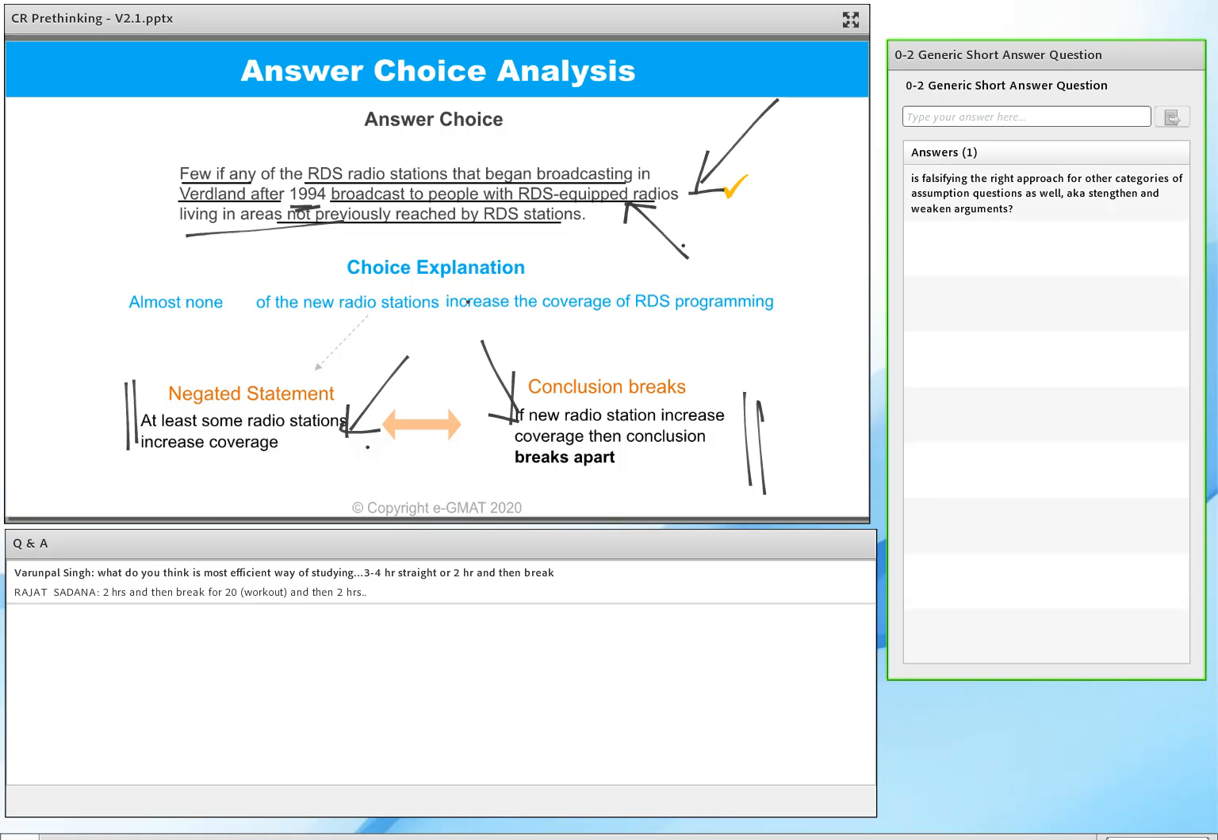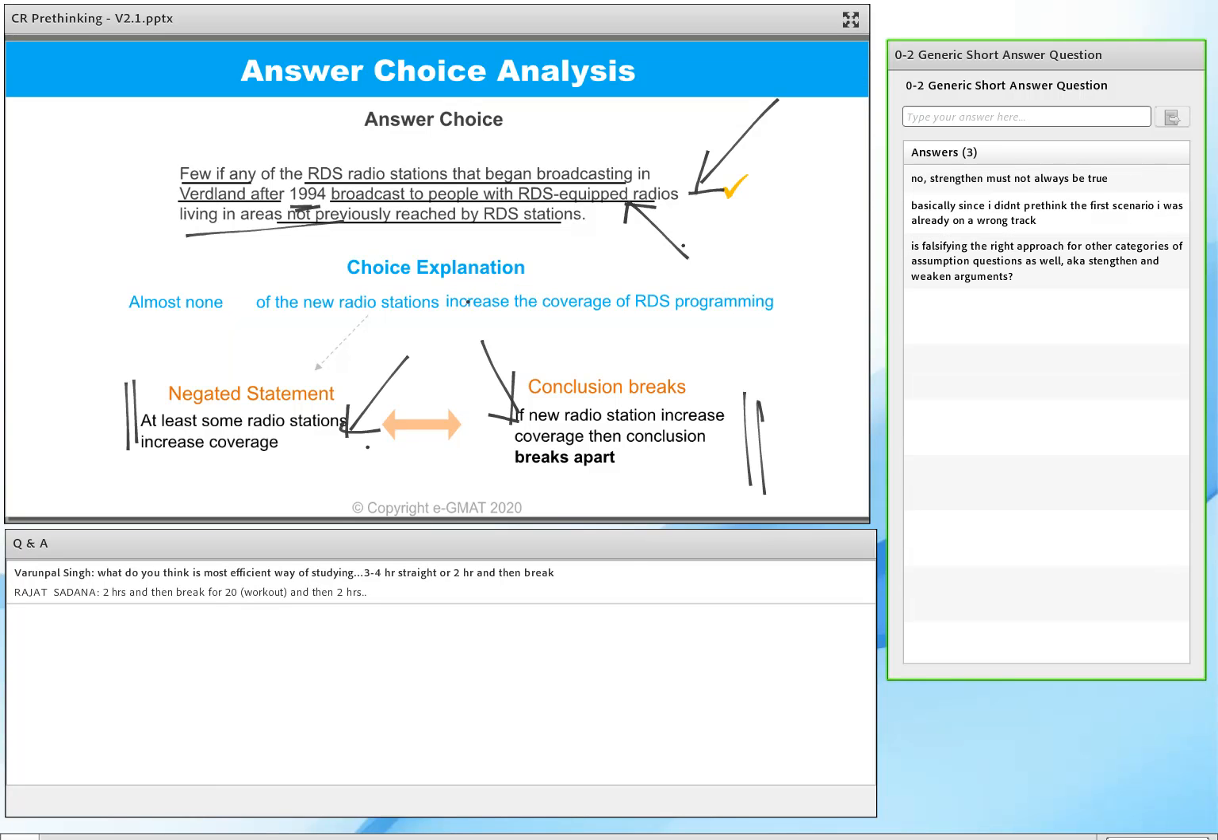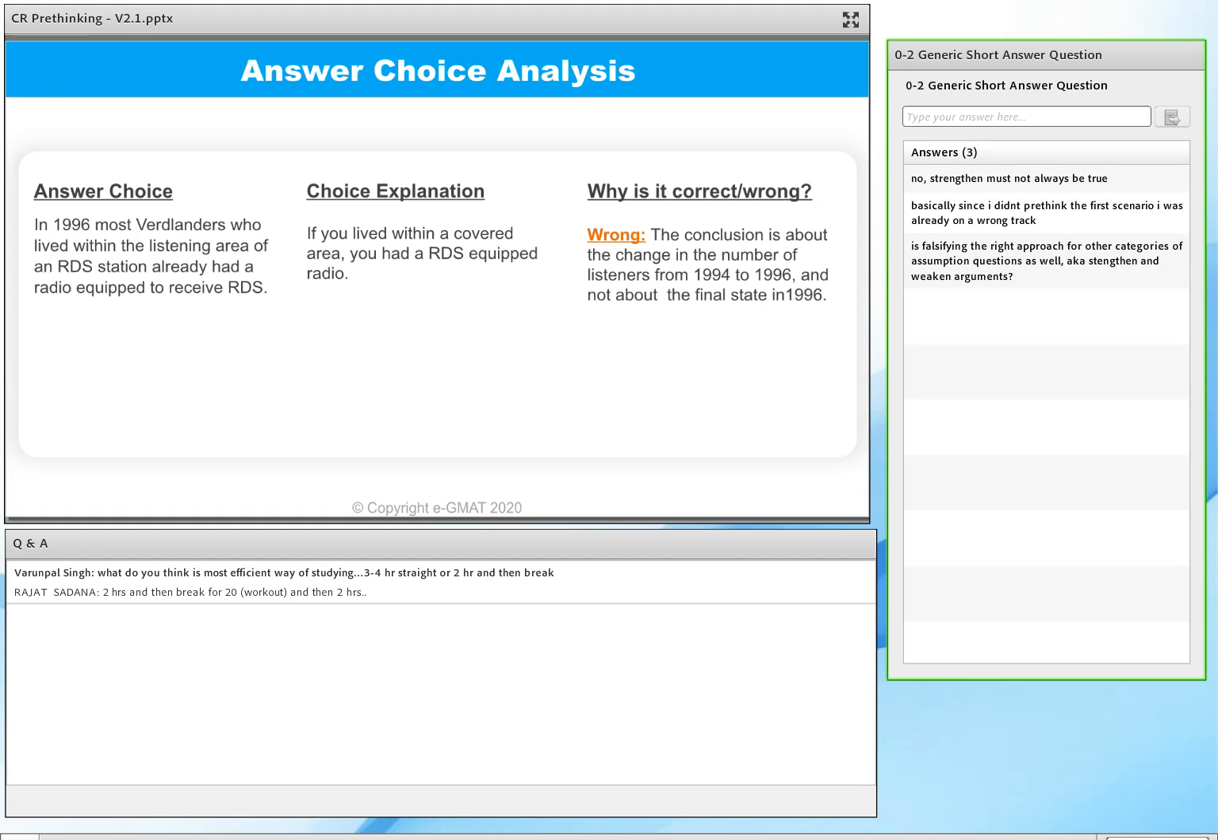Is falsifying the right approach for other categories? No. The pre-thinking is slightly different over there. Remember, falsifying comes from the must be true. So you pre-think and strengthen too, but you don't ask the same question. Falsifying is just for assumptions and evaluate questions.